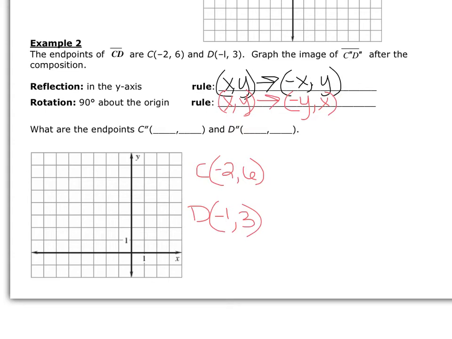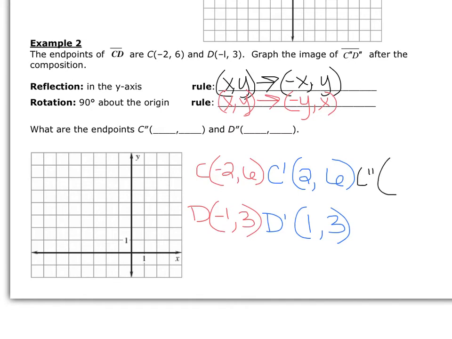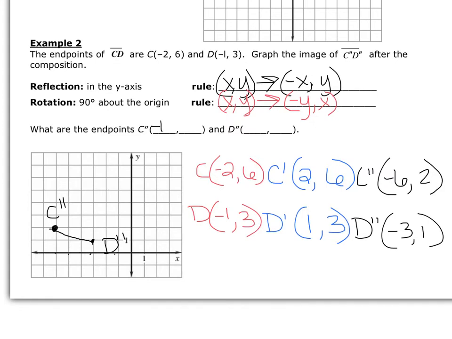Let's do the first transformation. We're flipping over the y-axis, so you take the opposite of the x, the y stays the same. So that was the reflection. Now we're going to rotate about the origin. That means we take the opposite of y, keep the x. So negative 6, 2 is C double prime, and D double prime is at negative 3, 1. So there are the answers: negative 6, 2, and negative 3, 1.